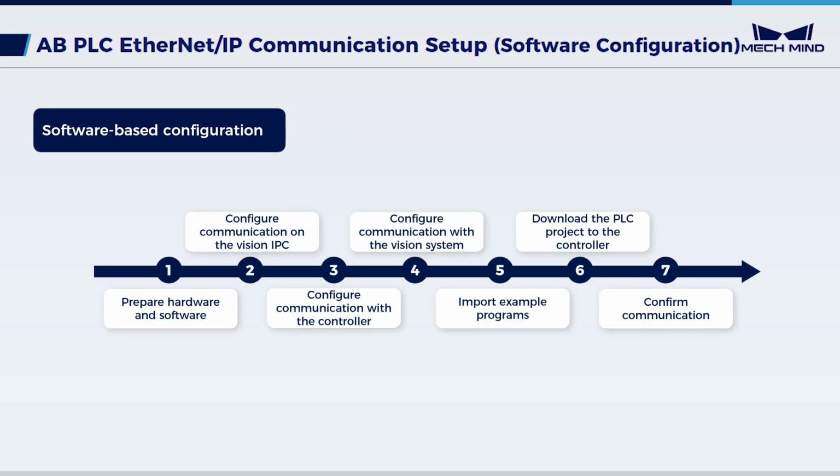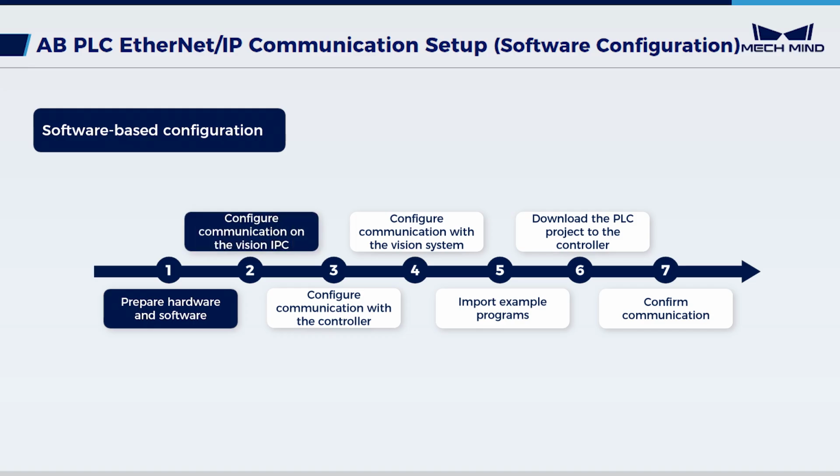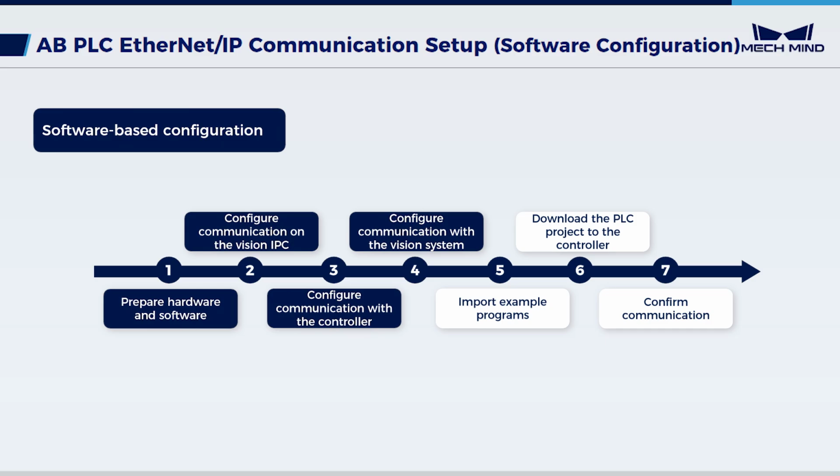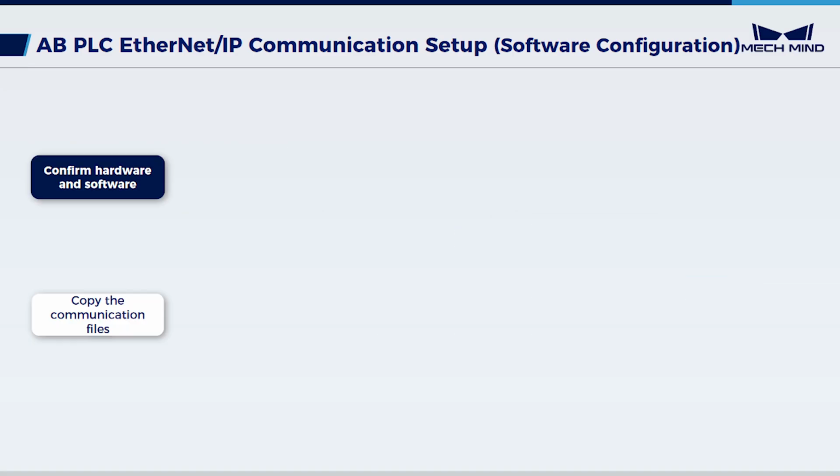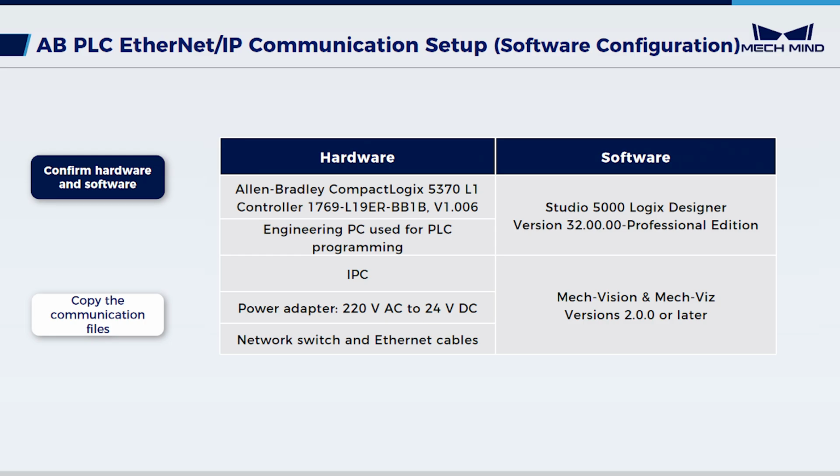The main workflow includes: prepare hardware and software, configure communication on the Vision IPC, configure communication with the controller, configure communication with the Vision system, import example programs, download the PLC project to the controller, and confirm communication. The detailed procedures follow. First, preparations.